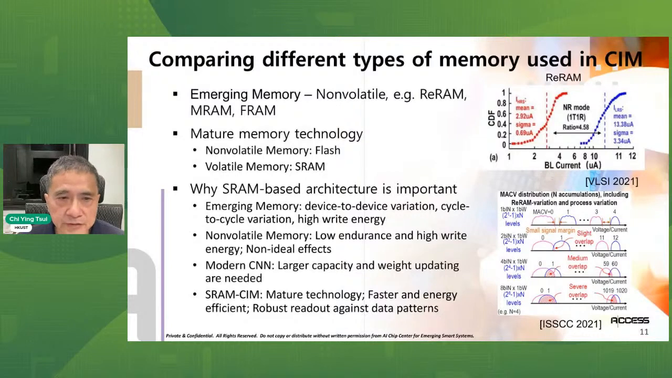That includes some emerging memory, which is mainly non-volatile memory, for example resistive RAM, magnetic RAM, and ferro RAM. All these are emerging memories that people suggest using for CIM also. At the same time, we can use mature memory technologies like flash and volatile memory like SRAM.